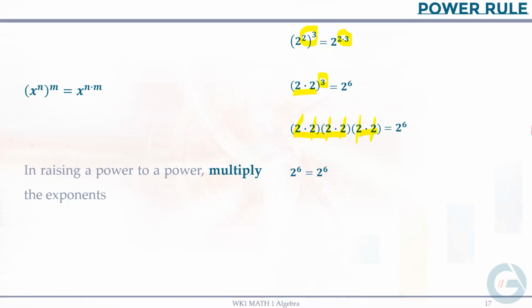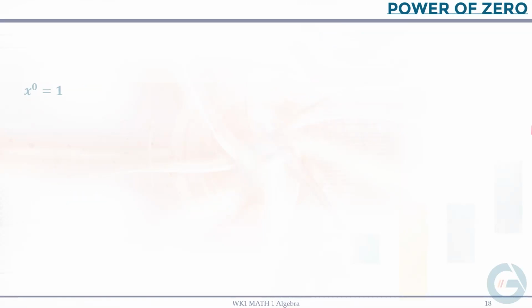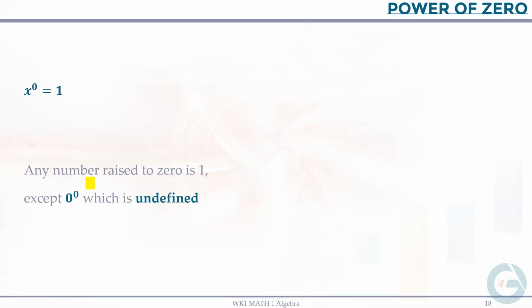Okay, next is the power of 0. So any number raised to 0 is equal to 1. Except if that number is 0.